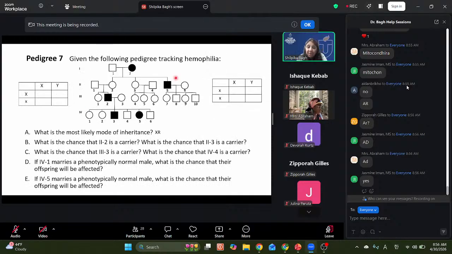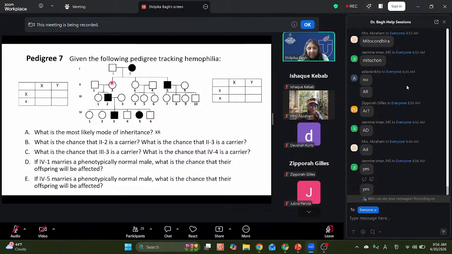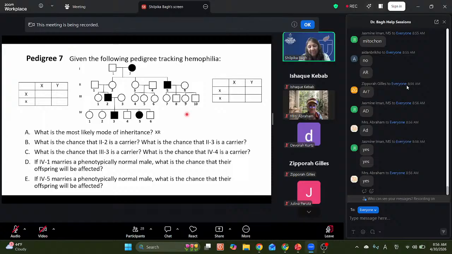What is this disorder? Again, there is skipping of generation. Are males more affected than females? It's an X-linked recessive disorder, right? You can clearly identify that.